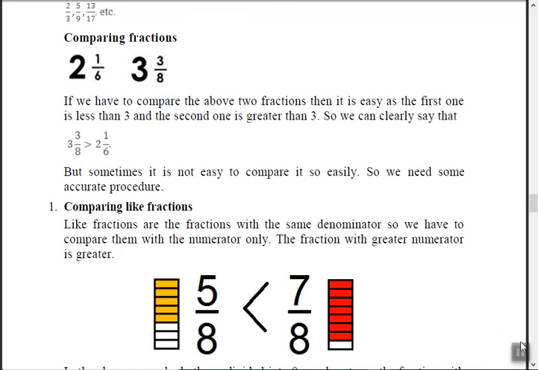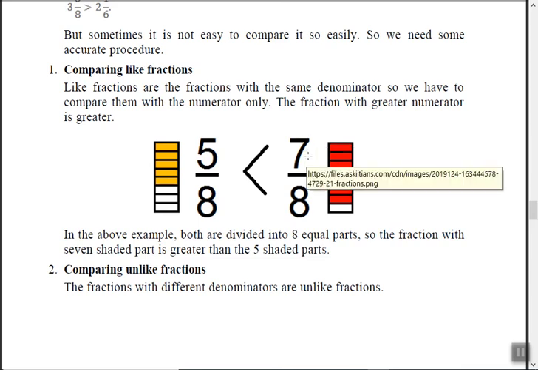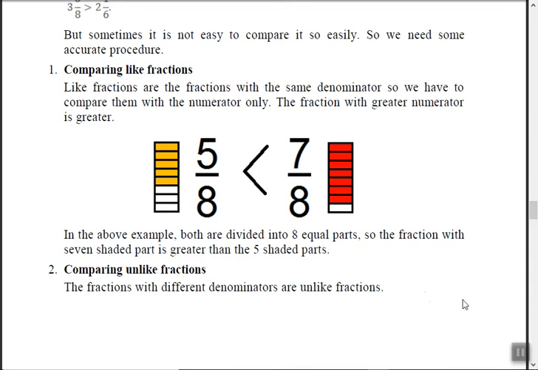Next, suppose it's a like fraction. Like fraction means the denominators are the same. If denominators are the same, compare only the numerators. See this 5 upon 8, 7 upon 8. Denominator same, compare the numerators. 7 is bigger. It's very easy. 7 upon 8 is bigger than 5 upon 8.